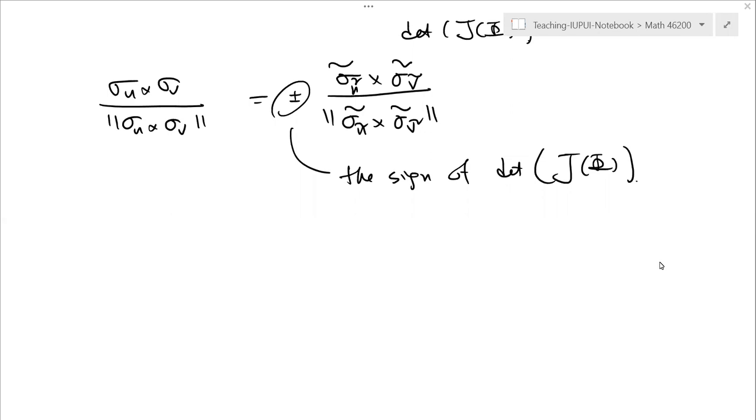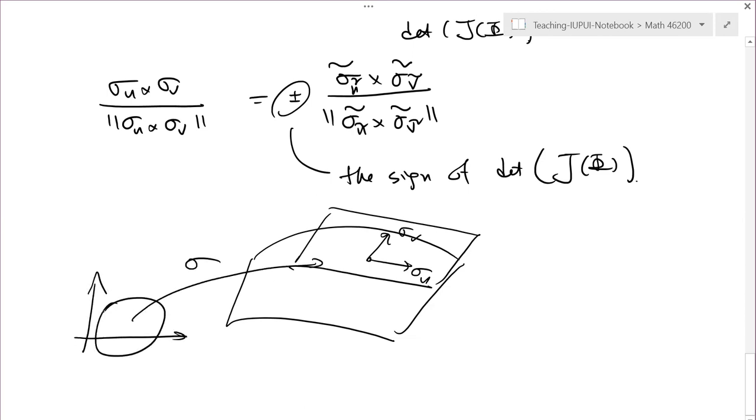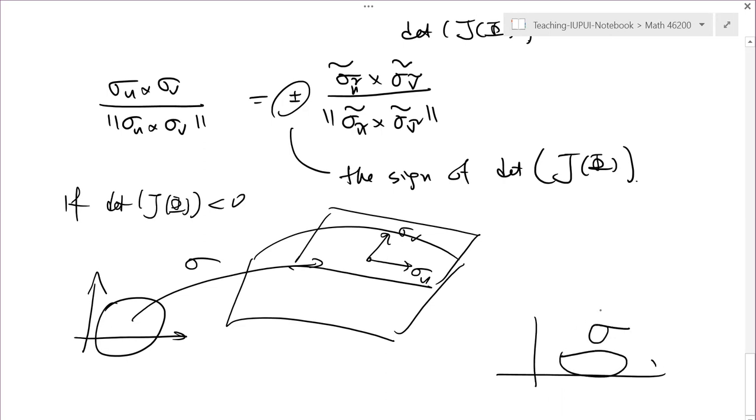So, the geometric meaning of this is as follows. If this is a surface and we have a tangent plane, right? So this is sigma u and that's sigma v and that's sigma, okay? And an open set here. In case the determinant of the Jacobian is negative, what does that mean? That means if this is another regular surface patch, you also have U2 down, V2 down here, right?